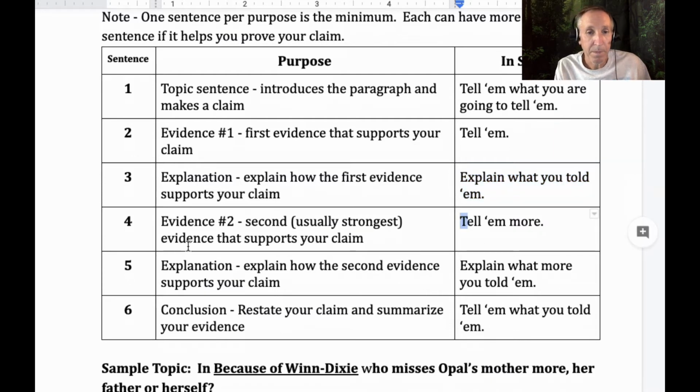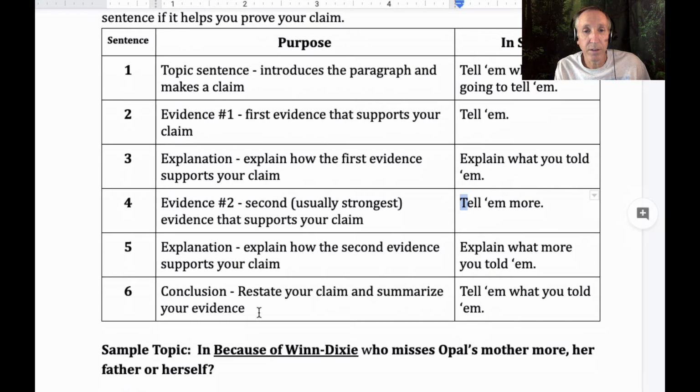The 5th sentence is your explanation of that 4th sentence. So you explain how it proves your claim or supports your claim. And that is explaining what you told them. And then your last sentence is going to be a conclusion for the paragraph. It's where you're going to restate your claim back from sentence number 1, but in a different way. And you're going to summarize your evidence. So you're going to summarize sentences 2 and 4, all in one sentence. And that is, in short, tell them what you told them.